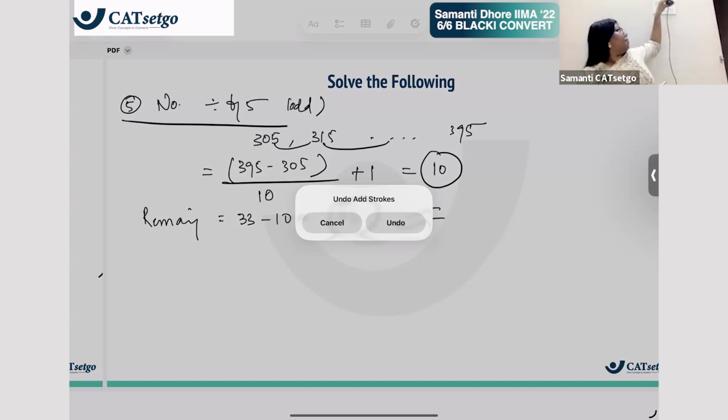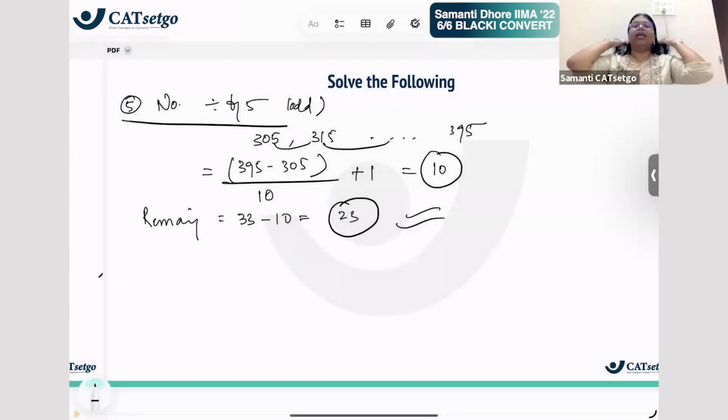Fair? Are we clear till this point? Right? So what do we find out? There are 23 numbers between 300 and 400 that are not divisible by 2, 3, 4 or 5. Yes or no? Do you get it till this point? Did you understand how we did counting?